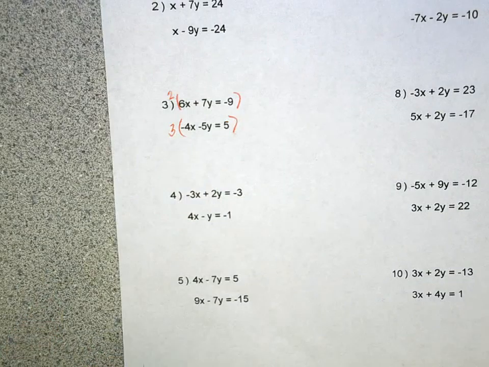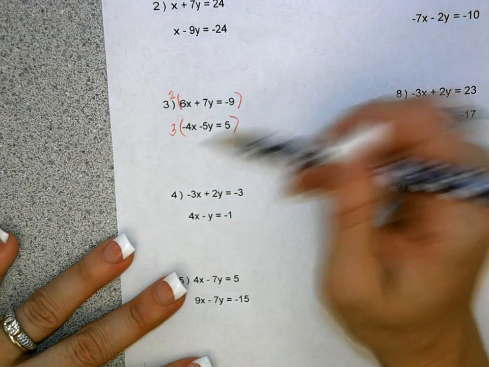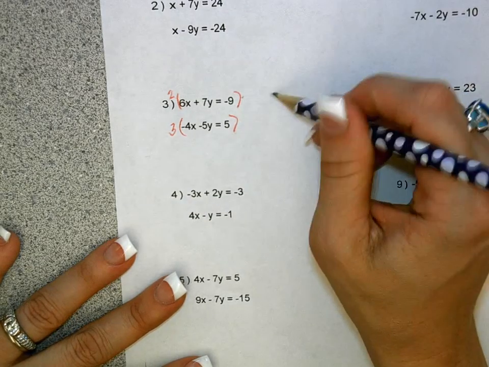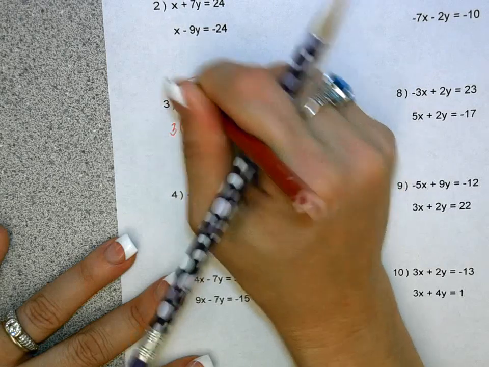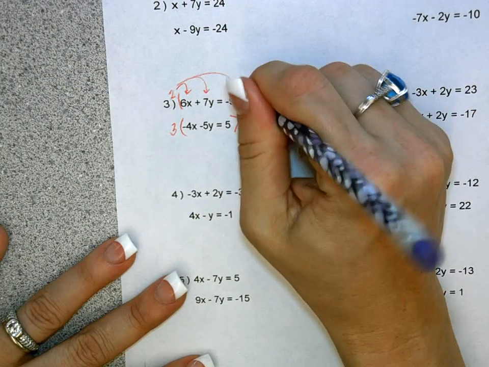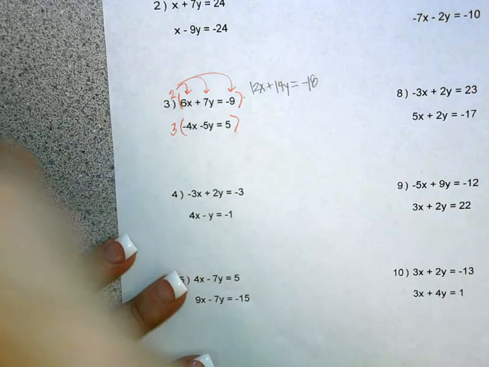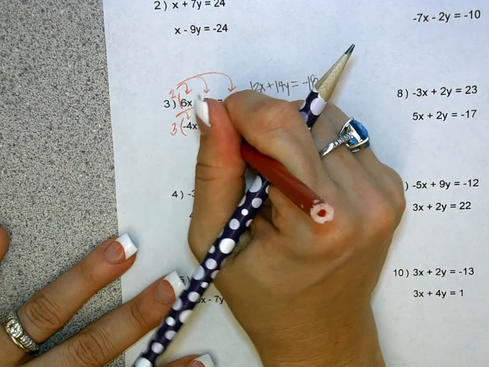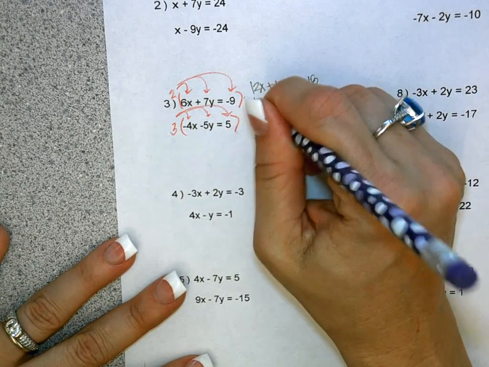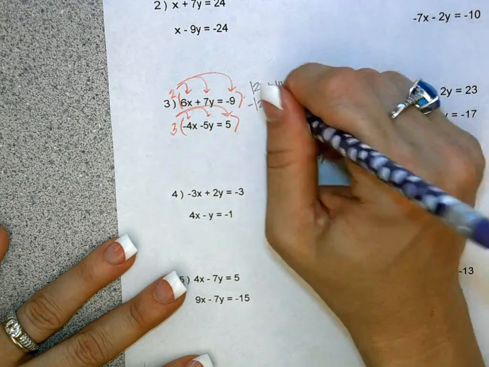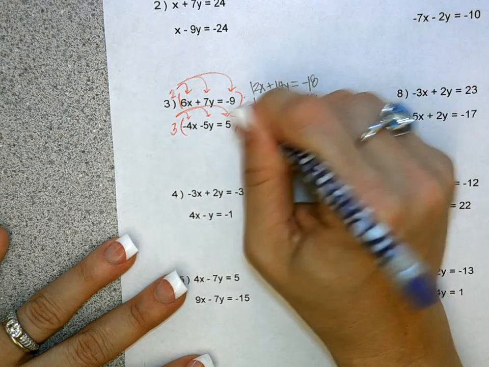So we want to get these to be the same coefficient, the same number in front. So sometimes you have to multiply both equations. I'm going to rewrite these. You have to distribute all the way through, so that means multiply by 2 to all the parts here. You're going to get 12x plus 14y equals negative 18. Same thing here. Distribute the 3, so that means multiply by 3 to all the parts. 3 times negative 4 is negative 12x. 3 times negative 5 is negative 15y equals positive 15.